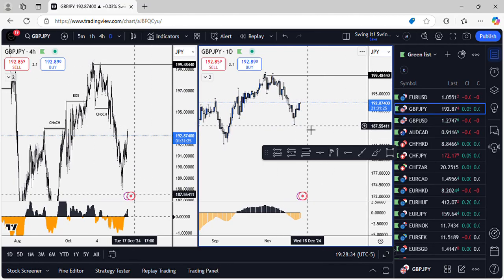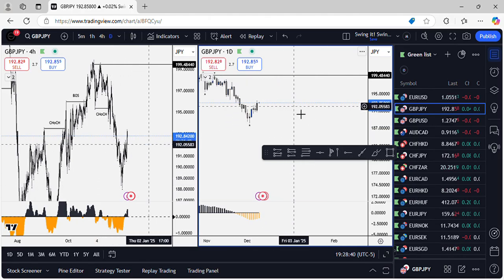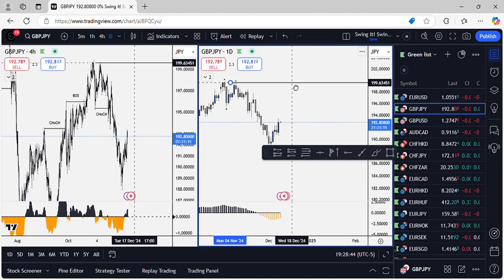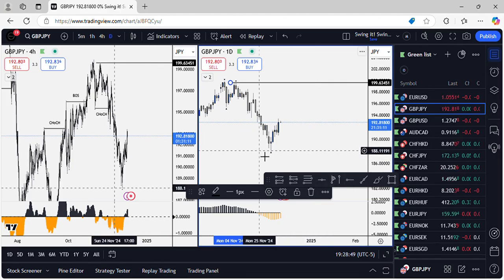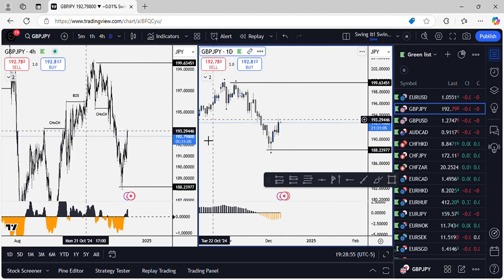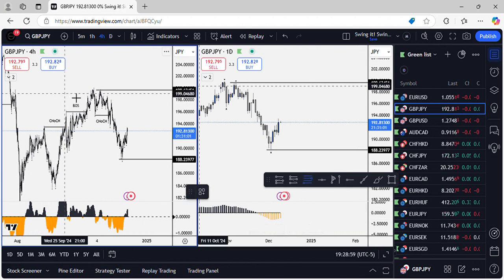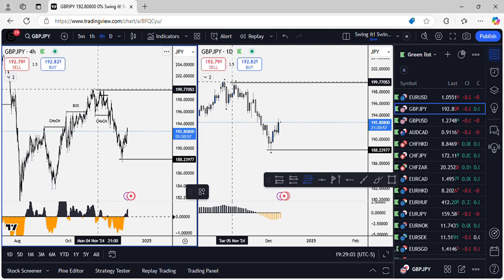GJ, marking up some swing points. This is ideally where you will get your liquidity. Why is this not going? Okay, there it is. And then it's pulling back. So, change character.